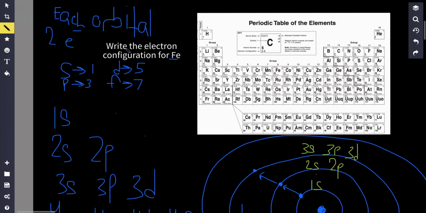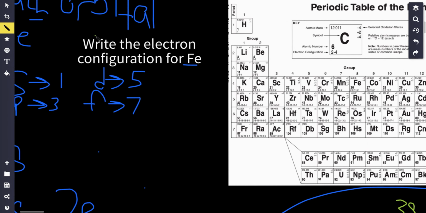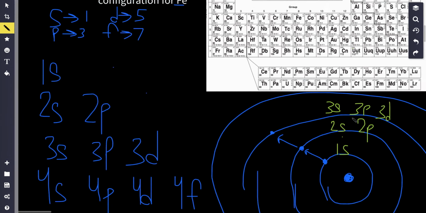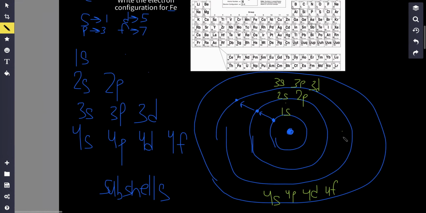All right, write out the electron configuration for iron. So iron is element 26. So how do we do this? Well, first of all, you kind of have to know all of this.